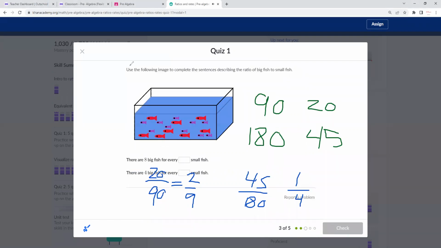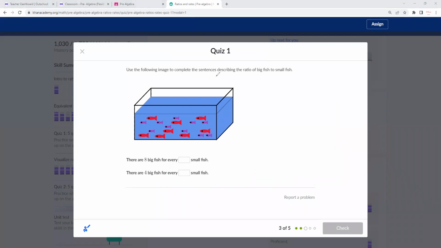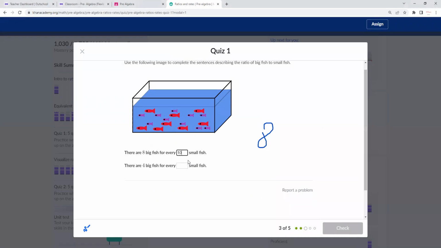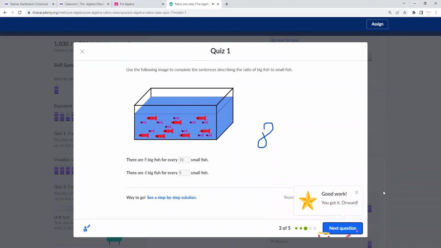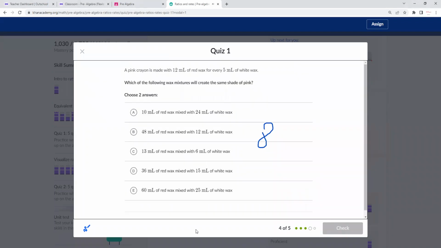Okay, so it says use the following image to complete the sentences describing the ratio of big fish to small fish. Well, it looks like there's 1, 2, 3, 4, 5, 6, 7, 8 big fish for every 1, 2, 3, 4, 5, 6, 7, 8, 9, 10 small fish. If we were to reduce that, 8 divided by 2 is 4, 10 divided by 2 is 5. So you're going to be doing lots of division, multiplication when you're doing your ratios.